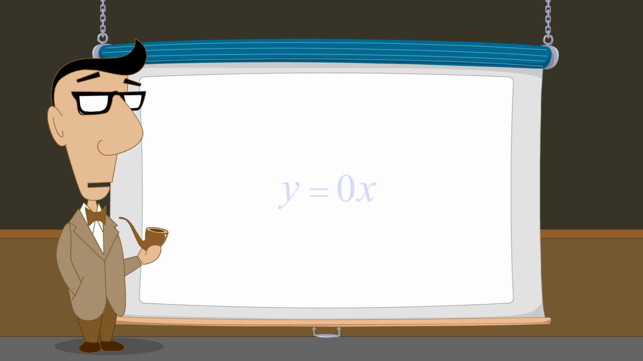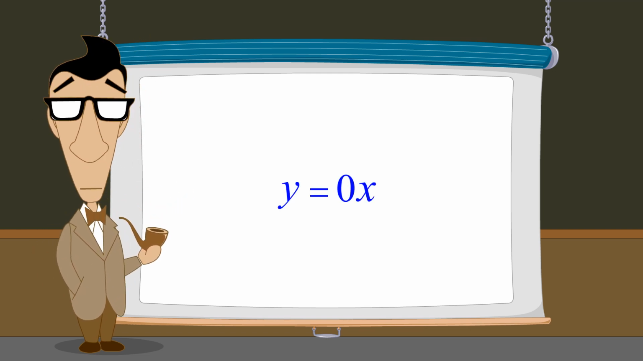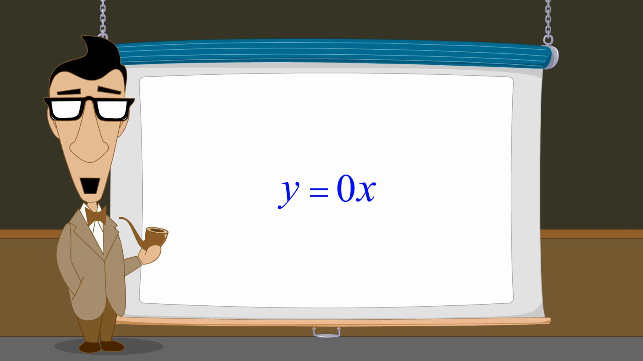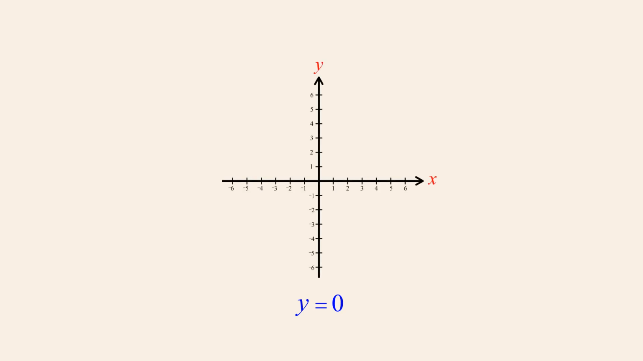So what happens if we make the x coefficient 0? Since 0 times x is always 0 regardless of the value of x, this equation can be written as y equals 0. This equation states that regardless of the value of the x-coordinate, every point's y-coordinate will be 0. So this equation describes a horizontal line running through the origin. This fits the relationship we have seen between the x-coefficient and the slope, since an x-coefficient of 0 produces a graph with 0 slope.